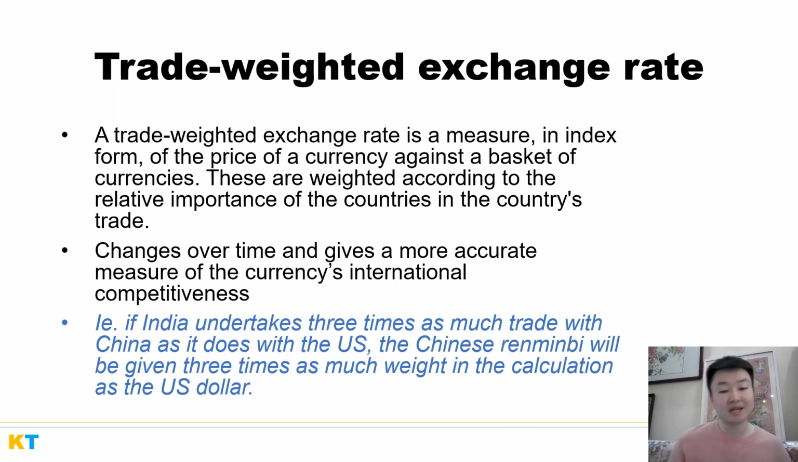If India undertakes 3 times as much trade with China as it does with the US, the Chinese renminbi will be given 3 times as much weight in the calculation as the US dollar. You probably never have to calculate the trade-weighted exchange rate on an exam. You just have to know what it is and its significance. And its significance is that it tells us how internationally competitive our exchange rate is.